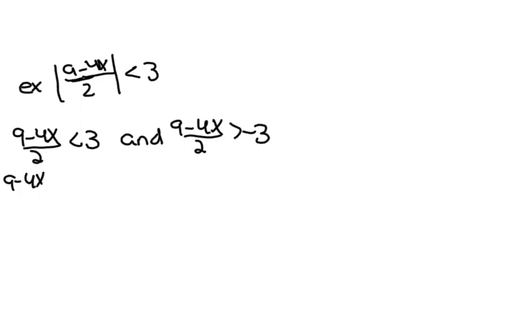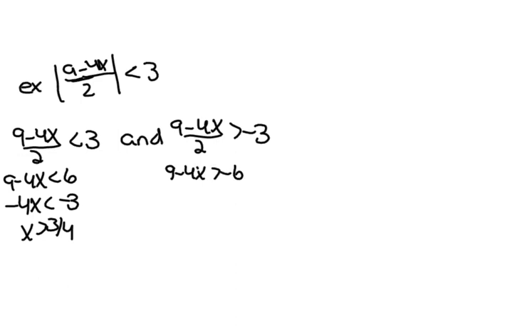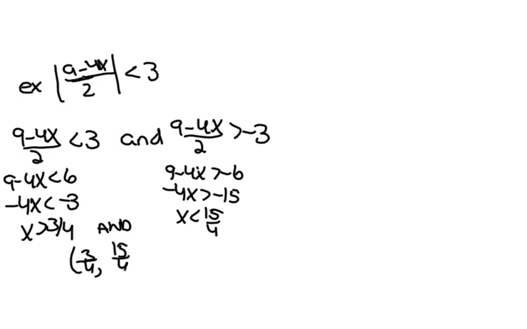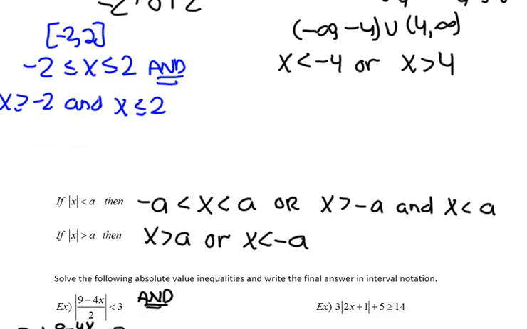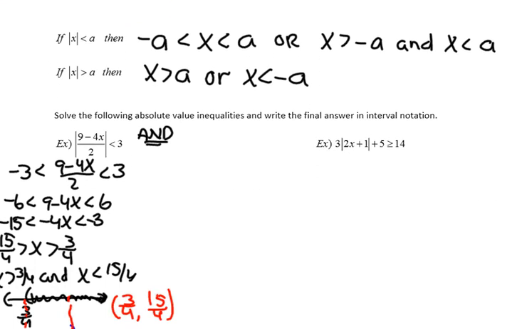Okay, so let's start here. Multiply by 2, subtract the 9, and then divide by -4. X is greater than 3/4. Here I can multiply by 2, subtract the 9, and then divide by -4. And again, the exact same solution would apply here that we had up a minute ago with this.